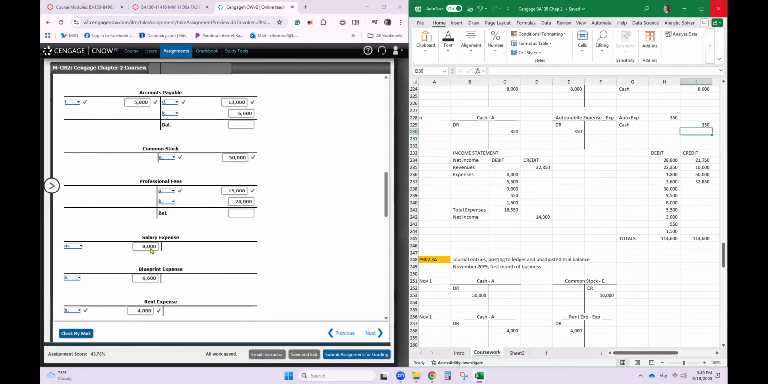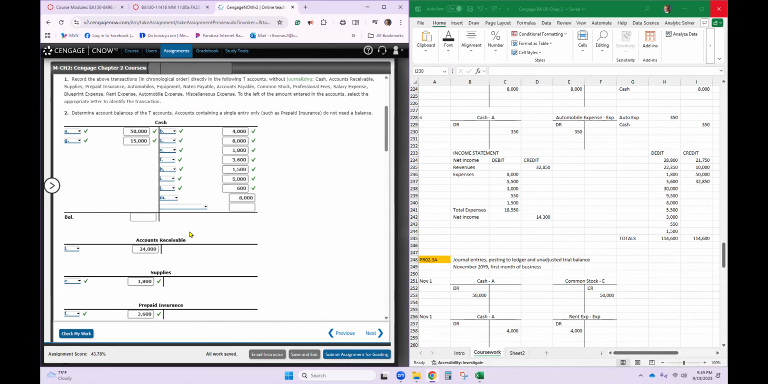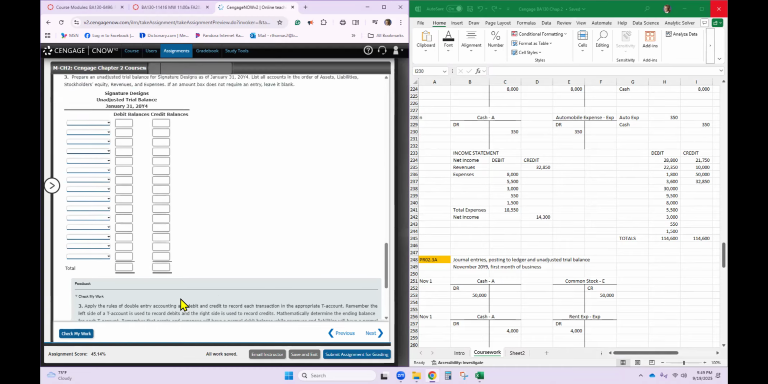So down here to automobile expense, and this is N as in Nancy. That's the last one. So we spent $350. Okay, and I think this is our last decrease in cash. Okay, let's check our work, make sure all our numbers are put in correctly. Got all green check marks.